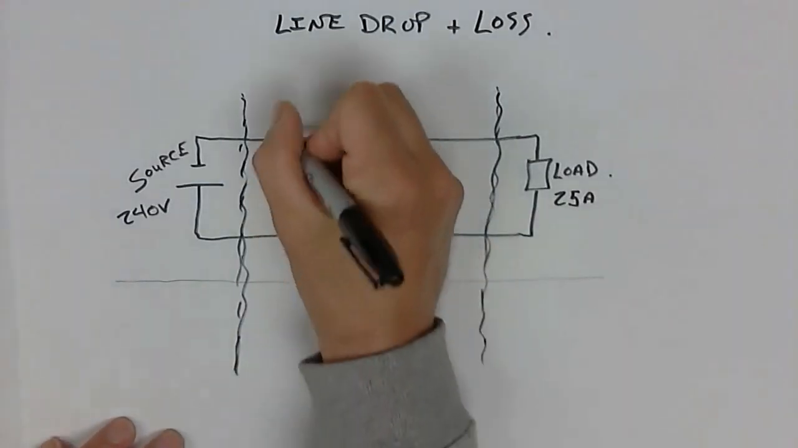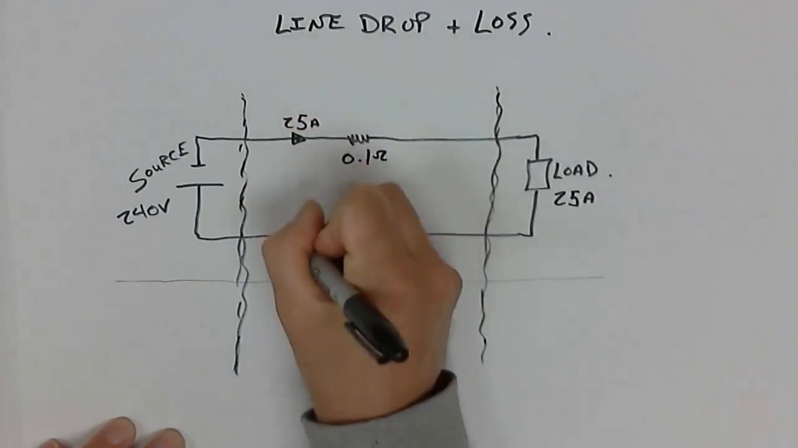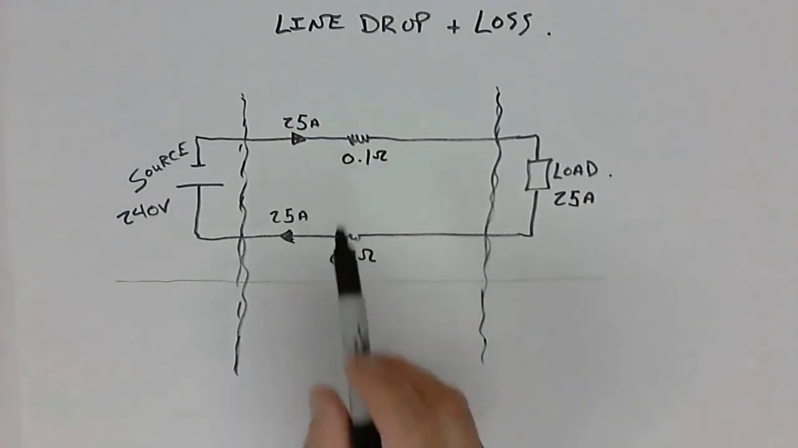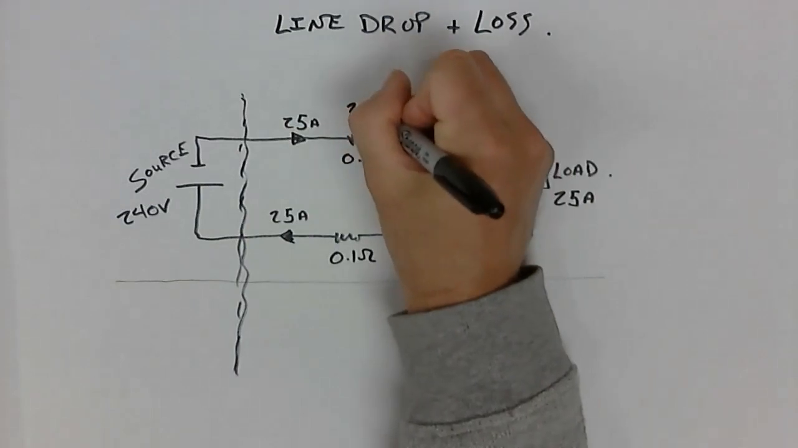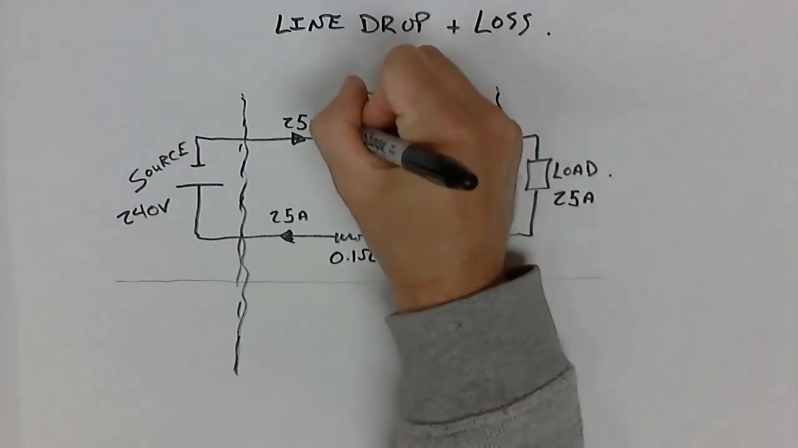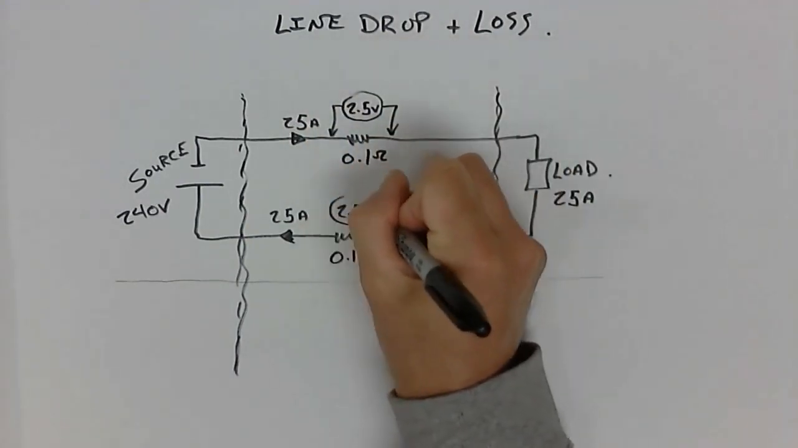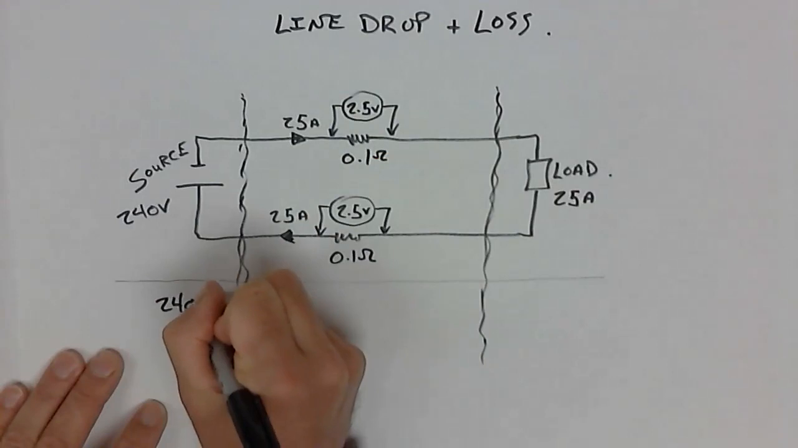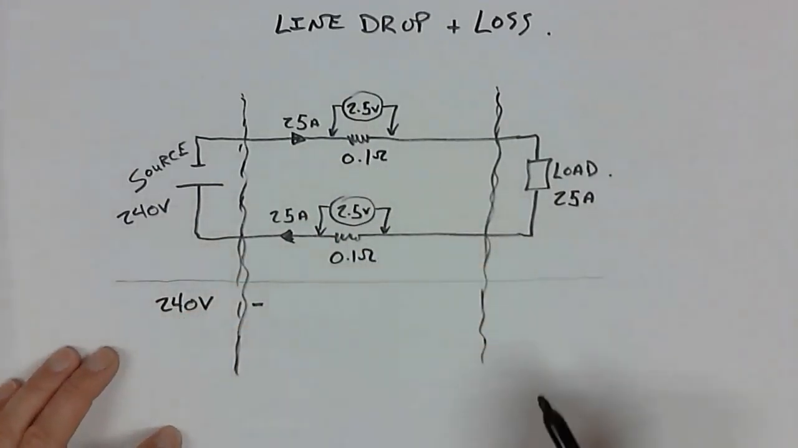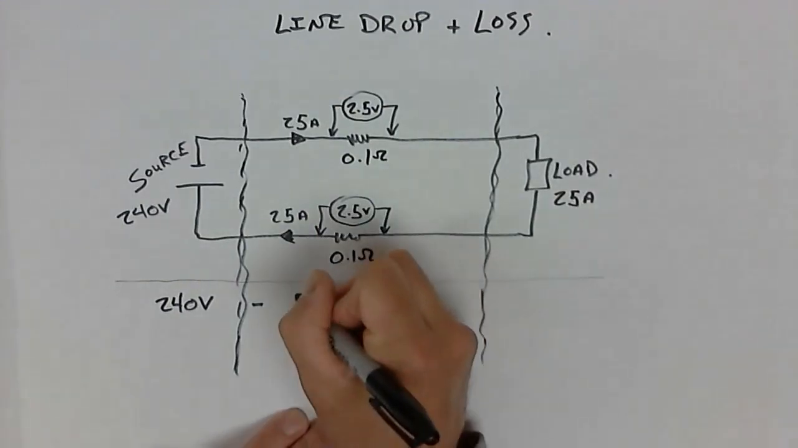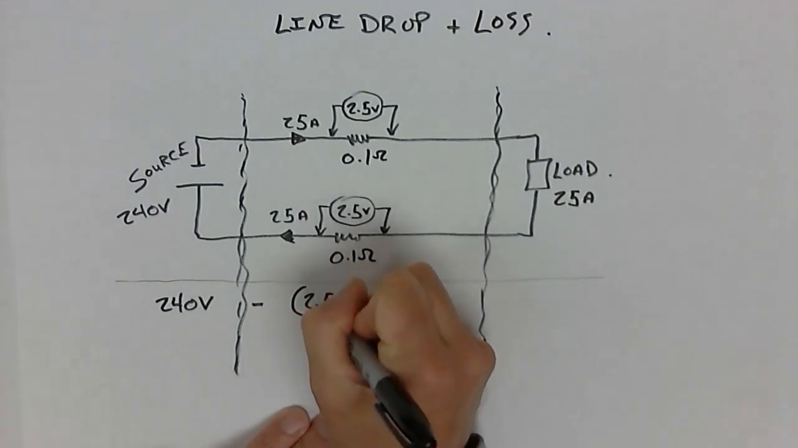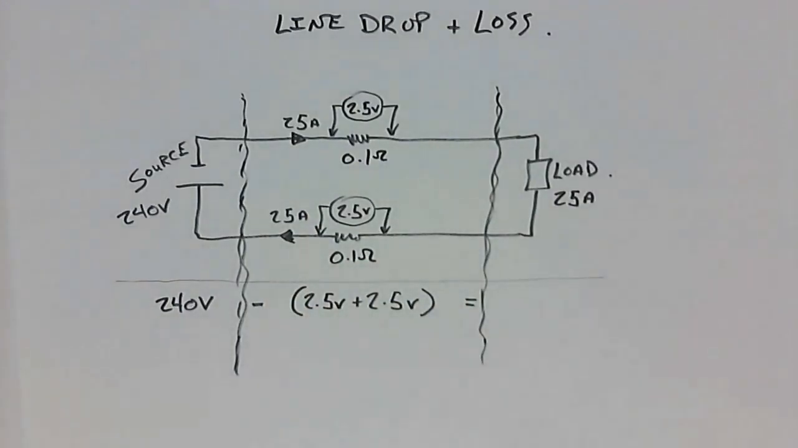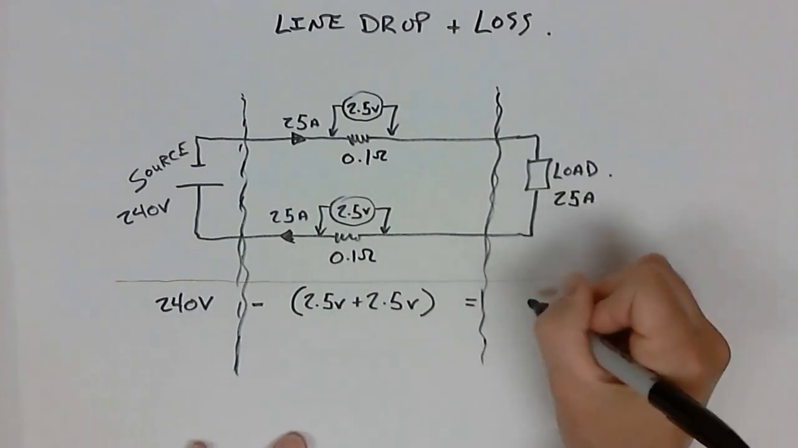So we are going to start by putting on some arrows because we all love arrows. 25 amps, 25 amps, 25 and 25. So 25 amps times 0.1 of an ohm gives me 2.5 volts. That would be the voltage measured across this one chunk of resistance. And so what we start with is our 240 volt source, and we subtract the total line drop of our circuit, which is 2.5 and 2.5. And what that equals is the load voltage on the other end, which is 5 volts less than my source voltage.